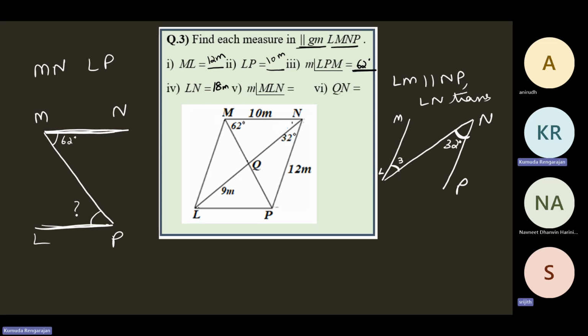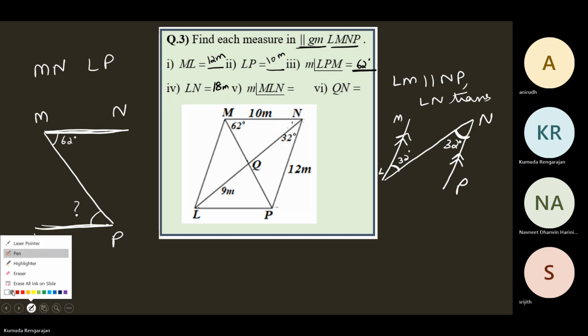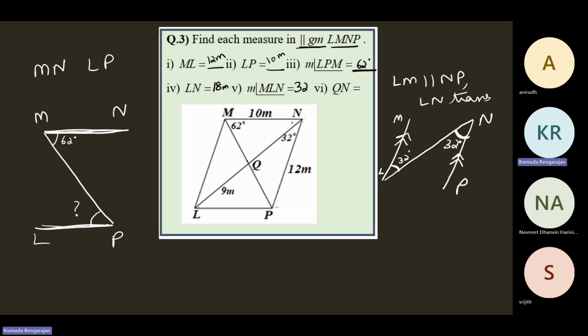So this is also 32 degrees because they're alternate angles. And alternate angles are equal because the lines are parallel. Because the lines are parallel, alternate interior angles formed are equal. Very good. 32 degrees. And what about QN?